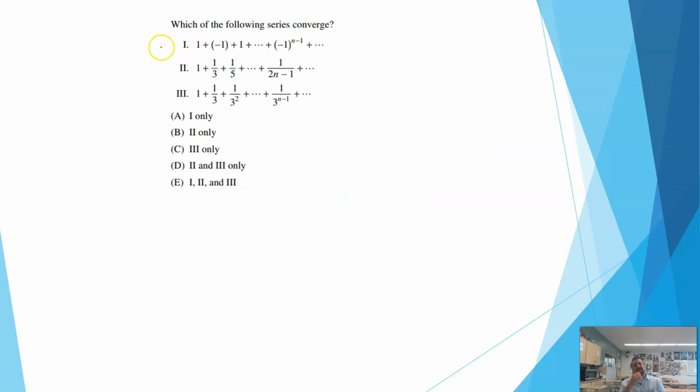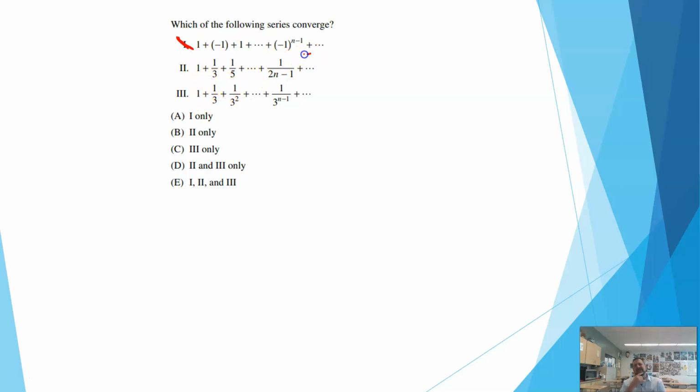Well, I look at the first one, and I see that it's an alternating series, but even though it's an alternating series, I look at it, I'm like, oh, it's going between negative 1 and positive 1. That's not adding up to anything in particular. So although it doesn't go off to infinity, it never adds up to a specific number. It always flops between 1 and 0, depending on how many terms we're talking about adding up. So that series does not converge. 1 plus 1/3 plus 1/5.